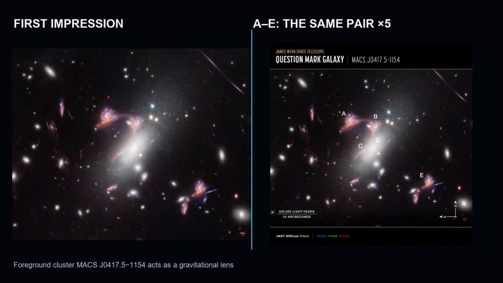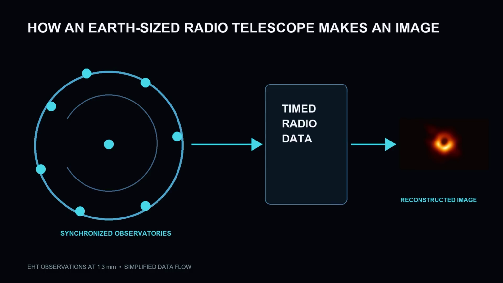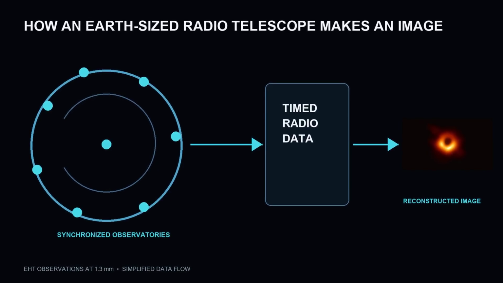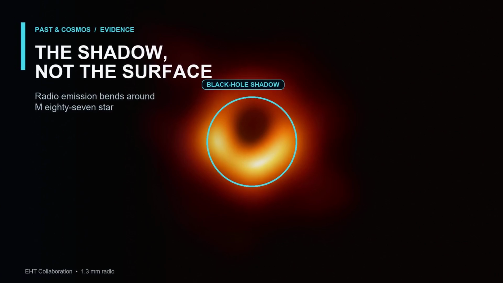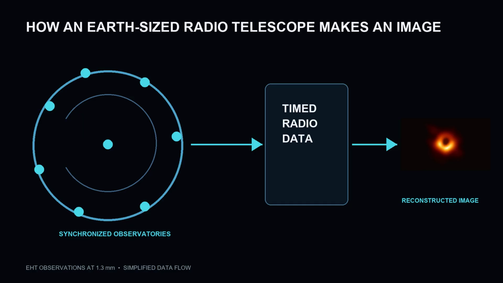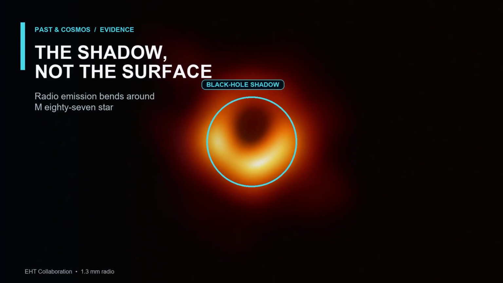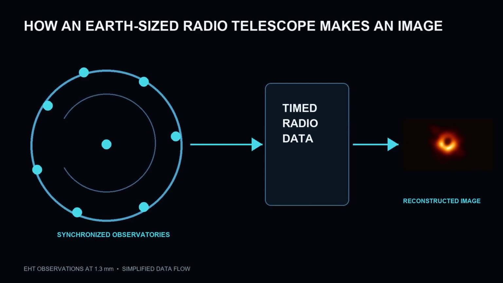5. M87. The shadow, not the surface. The orange ring around M87 is often called the first picture of a black hole. That description is useful, but incomplete. A black hole emits no light from inside its event horizon. The Event Horizon Telescope observed radio waves at a wavelength of 1.3 millimeters from hot material around the black hole. 8 observatories synchronized their measurements, creating a virtual telescope roughly the size of Earth. Hundreds of terabytes per telescope per day were transported to correlators, combined and converted into images using several reconstruction methods.